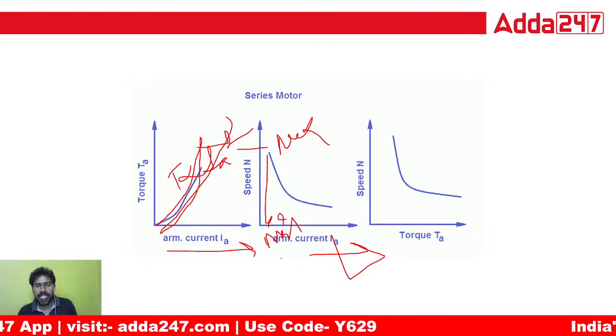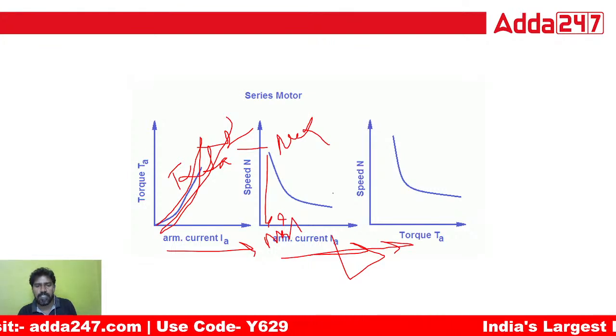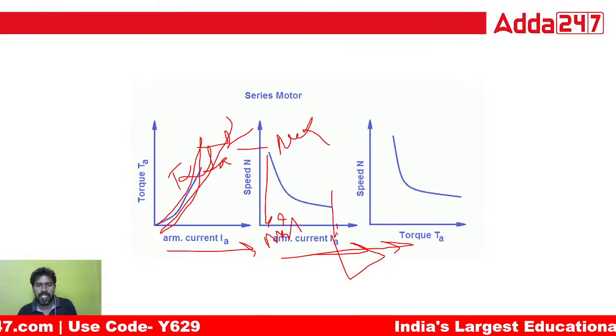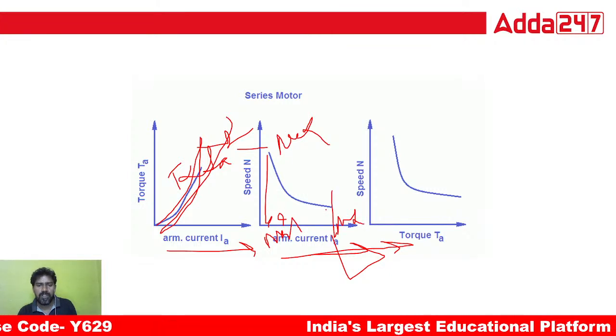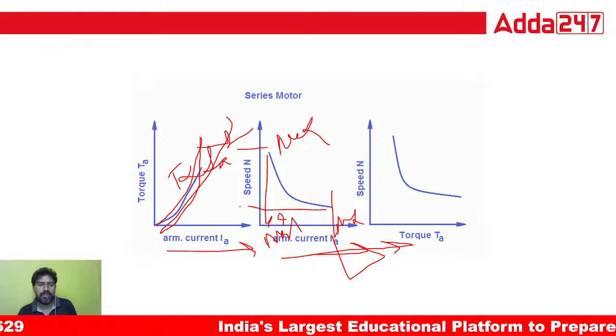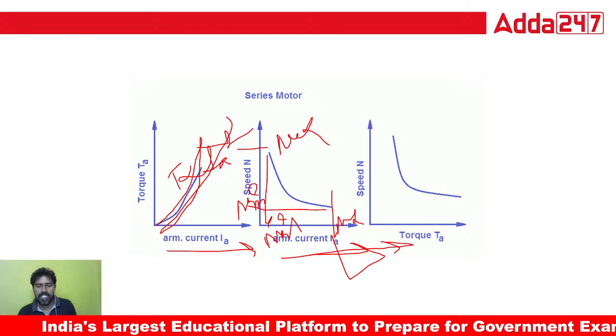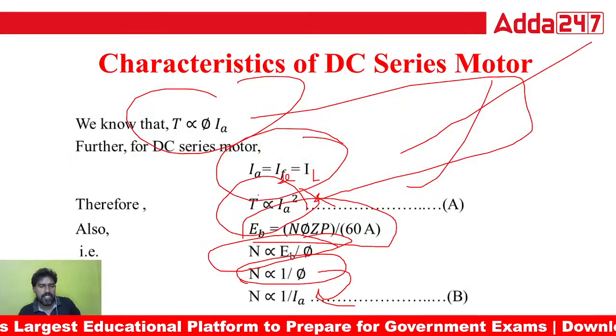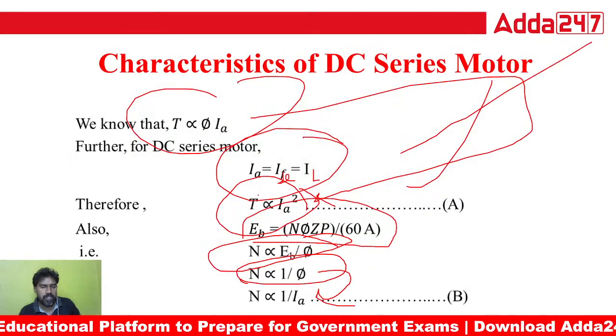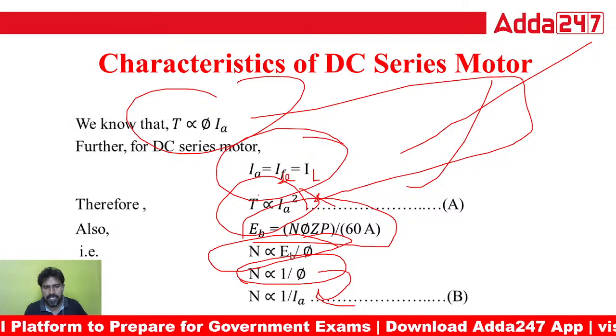So now gradually the current increases to maximum. Here the current is maximum, then the speed will be minimum. So you will get the relation from here: speed is inversely proportional to armature current.